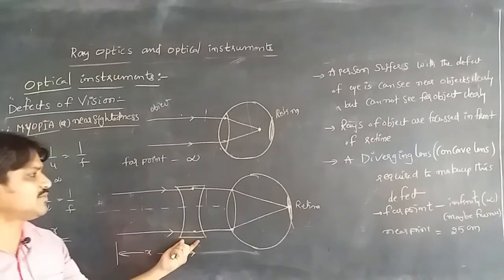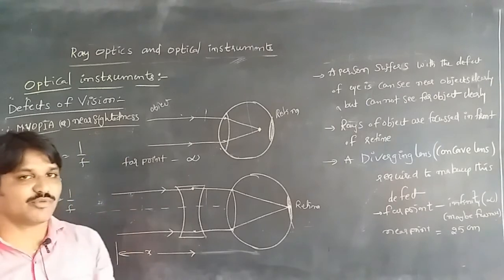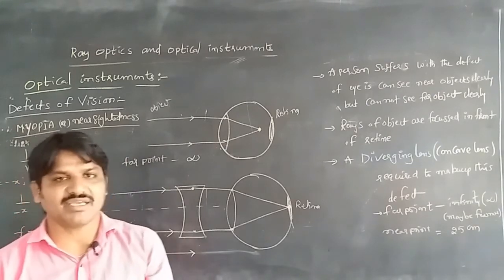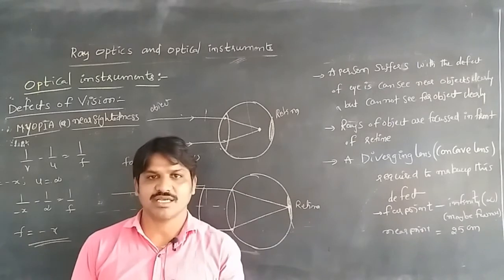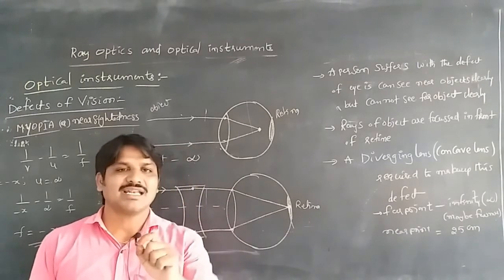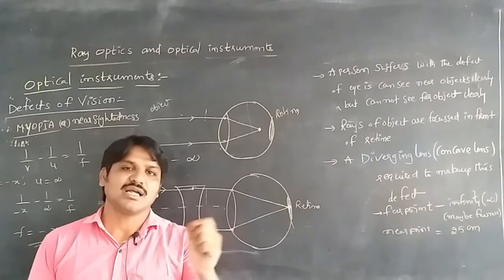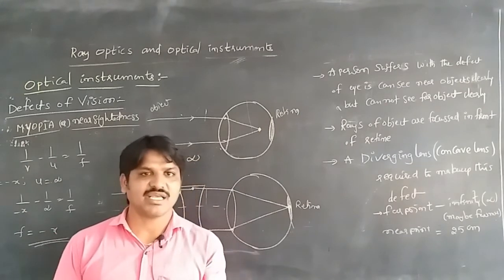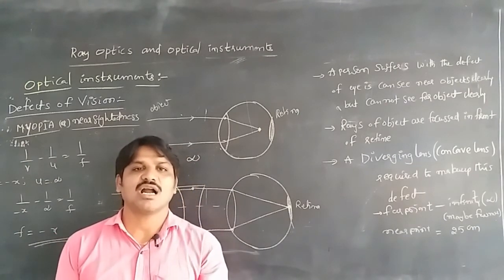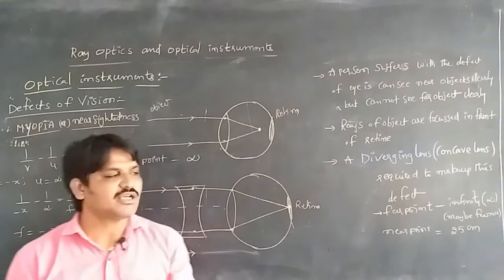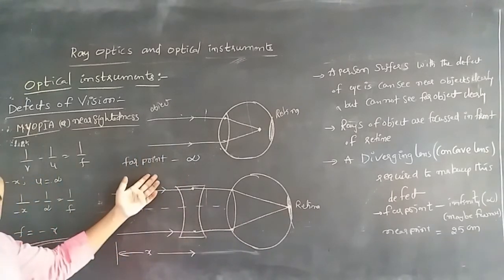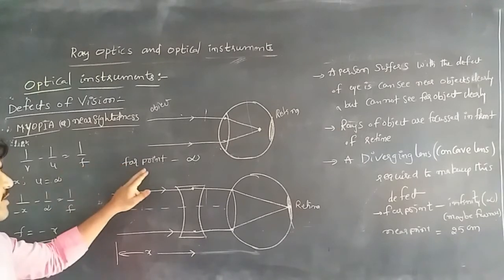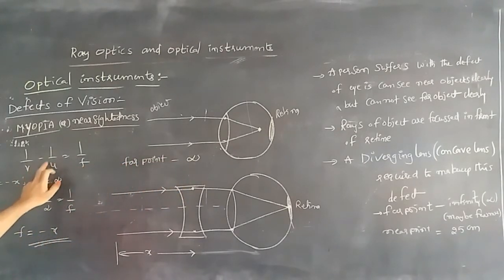By using concave lenses we can reduce myopia or short-sightedness. Once again, myopia means short-sightedness or nearsightedness. With this defect, the eye can see nearer objects clearly but cannot see distant objects clearly. As a remedy, we use a diverging or concave lens, so the far point of the myopic eye is infinity, and 1/v minus 1/u equals 1/f. From that formula the focal length is f equals minus x.